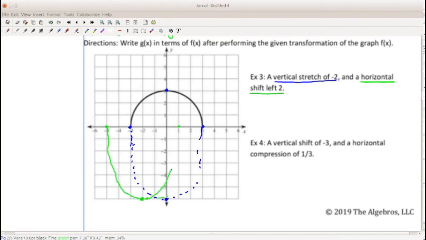So as best you can, sketch it in, stretched half circle. Okay, so that is what this would be, g of x. So that is what I'm looking at for the graph.